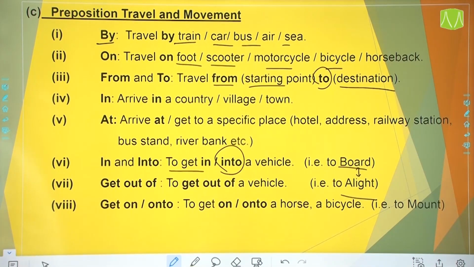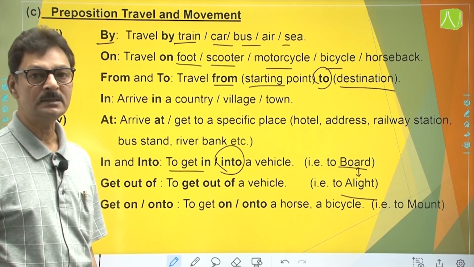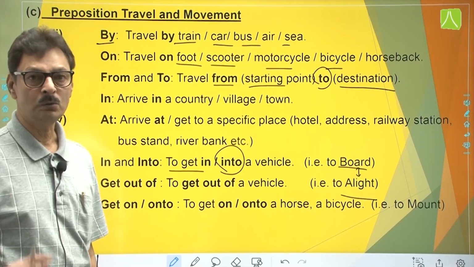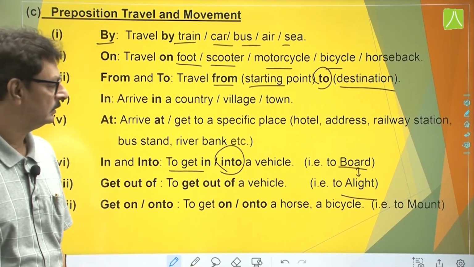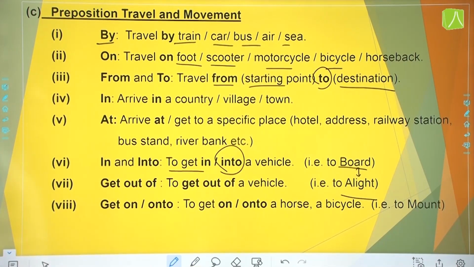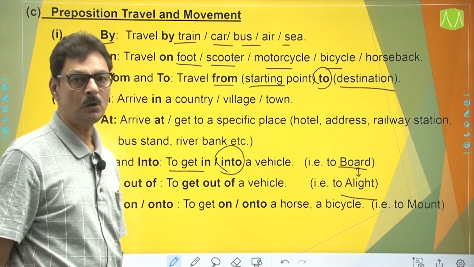get on. To get on or onto a horse, a bicycle. He got onto his cycle. He got onto, ऊपर, when the things are moving. Yes. To mount, चढ़ने के लिए we use on or onto. When you go on a height, we use on or onto.